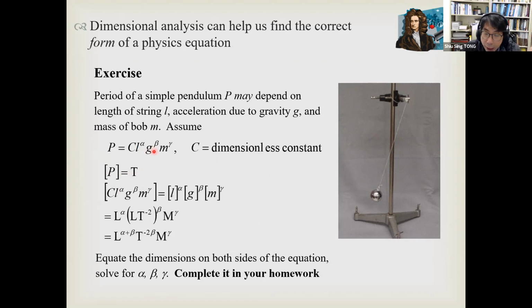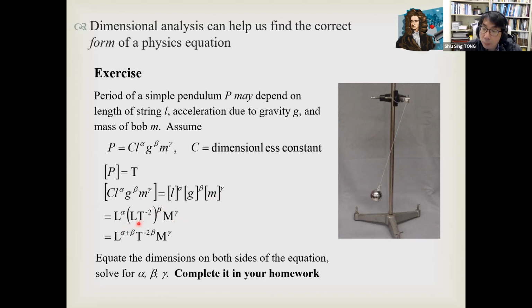And the right-hand side consists of three quantities. The C does not have a dimension, so it becomes the dimension of L raised to the power alpha, the dimension of g raised to the power beta, and the dimension of m raised to the power gamma. The three quantities multiplying together will give you the dimension of time on the left-hand side. Okay, so the dimension of the length L is of course big L to the power alpha. g has a dimension of LT^-2 as before, so it's raised to the power beta, and m has a dimension of M raised to the power gamma.